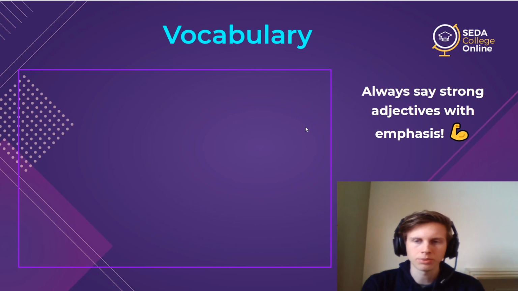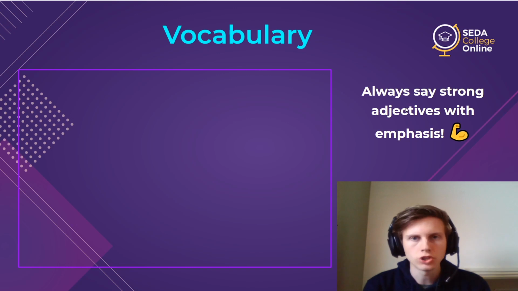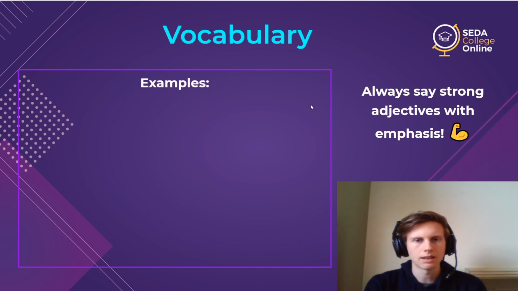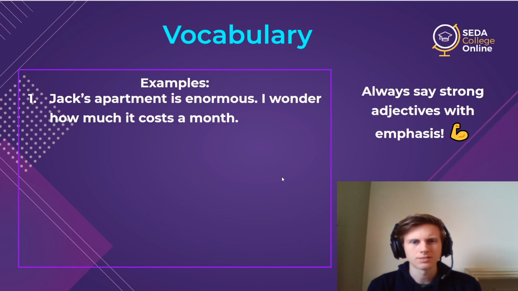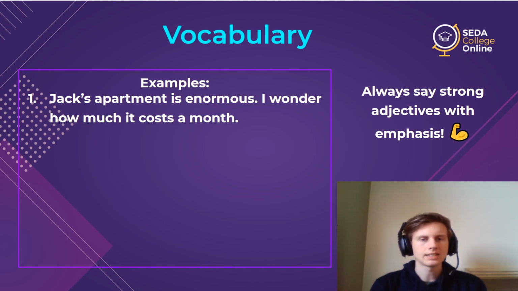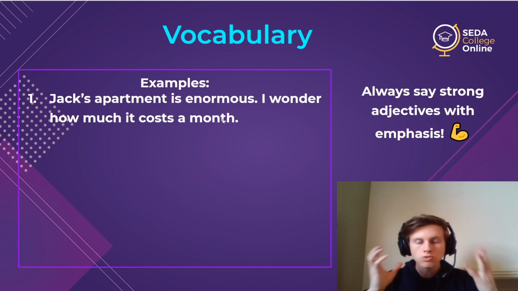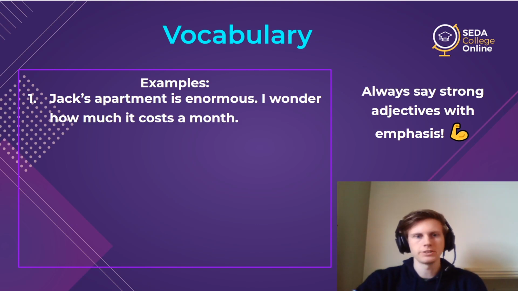So vocabulary. Here are some examples of these sentences. Remember that the strong adjectives have emotion in them. I say them because I have a really strong feeling about this. So always remember to say them with emphasis. So starting with the examples here, Jack's apartment is enormous. I wonder how much it costs. So as I said, we'll say that with a lot of power and emphasis. So Jack's apartment is enormous because that means it is huge. It is a huge apartment.